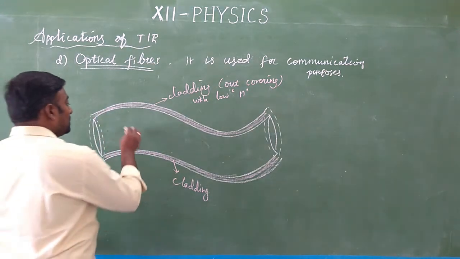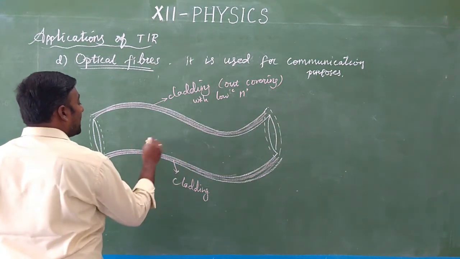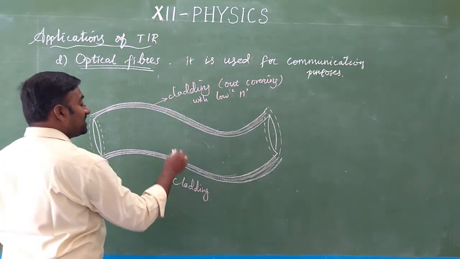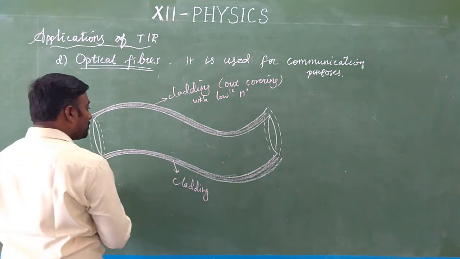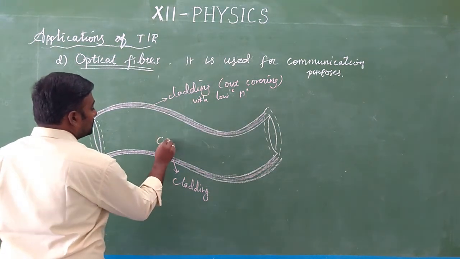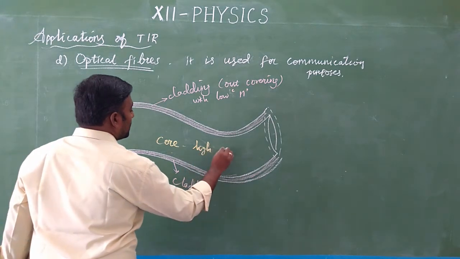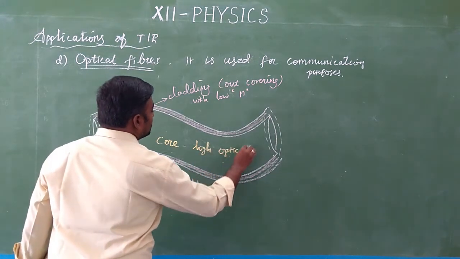The actual optical fiber has high refractive index, high optical density. This is low optical density, and the main part is called the core. This is the core, which has high optical density.